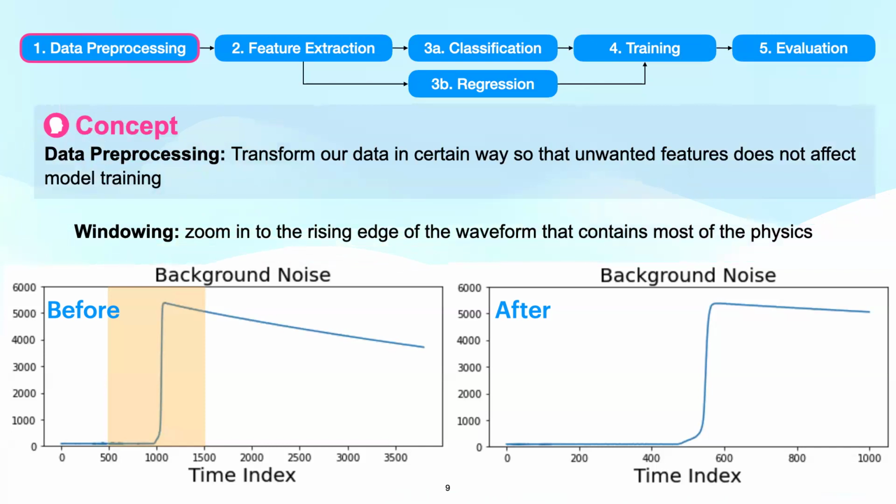Actually, this event is a background noise. If you look at the full version, it's very hard to tell why there are two kinds of rises. But after you do the windowing, you can see here there is a little kink, which is a hint of why this event is a background.